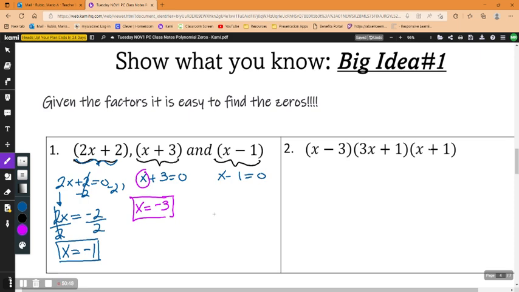What does x need to be so when I add them I get 0? Well, that's easy. X has to be 1 so that I can get 0. Algebraically, let's do it this way.